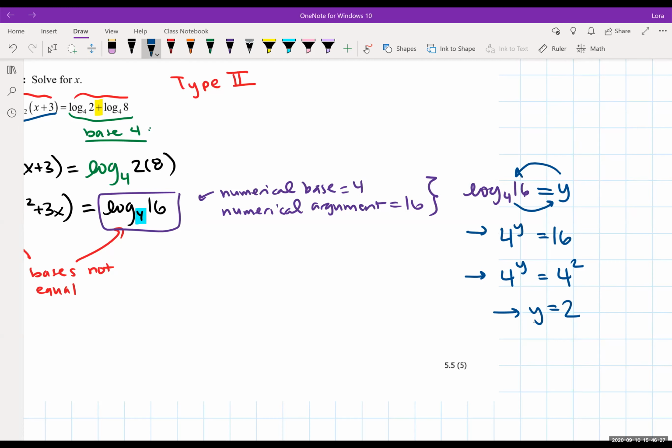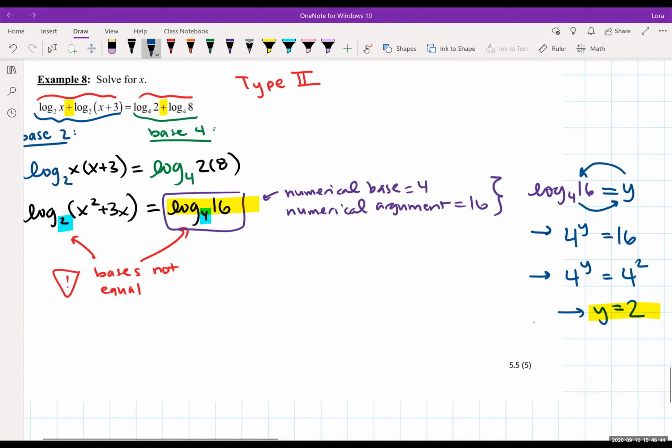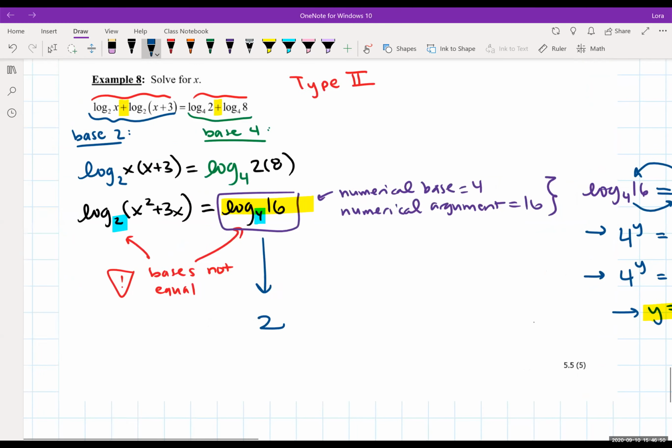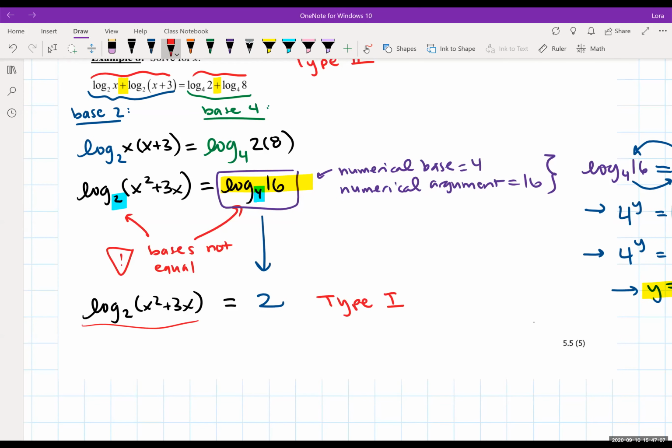Wait a second, log base 4 of 16 is just another way to say 2. So this is another issue that could come along. Let me go back to the equation and replace it with a 2. So no more log on both sides. Log base 2 of x squared plus 3x equals 2. What you've just done is make this a type 1 equation. With a type 1 equation, there's a log on one side and a constant on the other side.